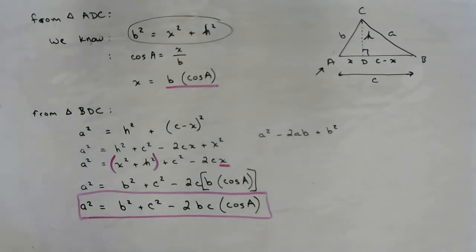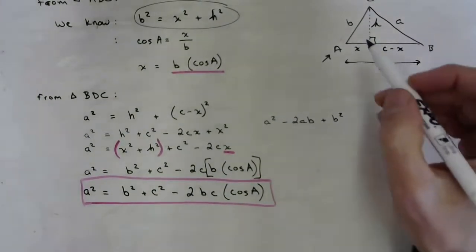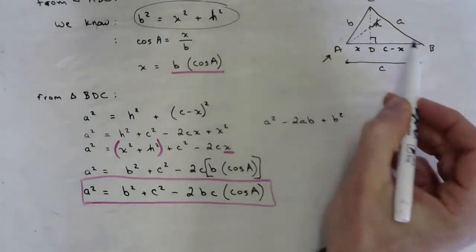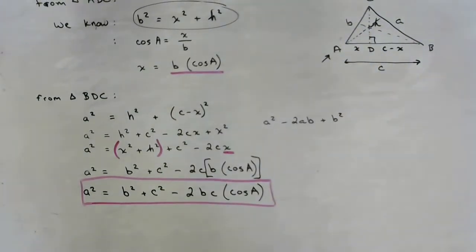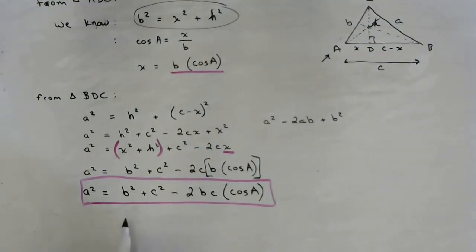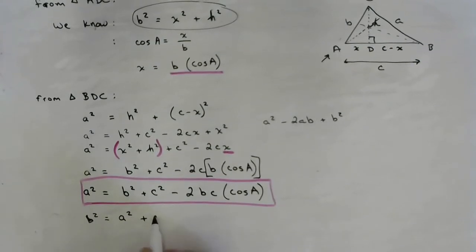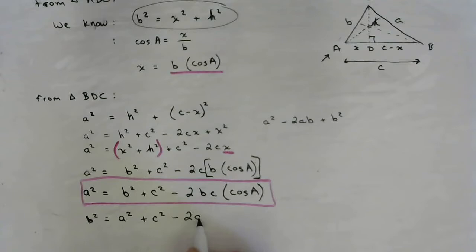There are other ways to write it. We could have done a different altitude in this triangle. We could have done the altitude from A or the altitude from B. Okay, and then we would have come up with different forms of this equation. We would have maybe come up with an equation isolating b squared. If you are looking for the side length b, then you have a squared plus c squared minus 2ac times the cosine of capital B.